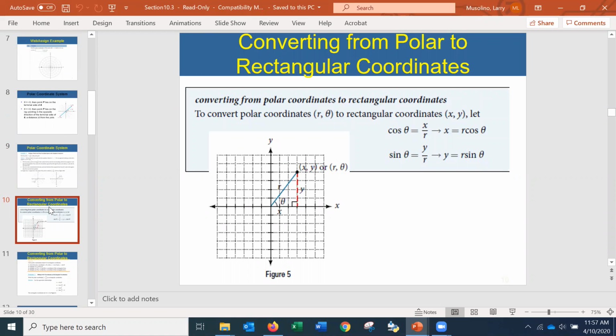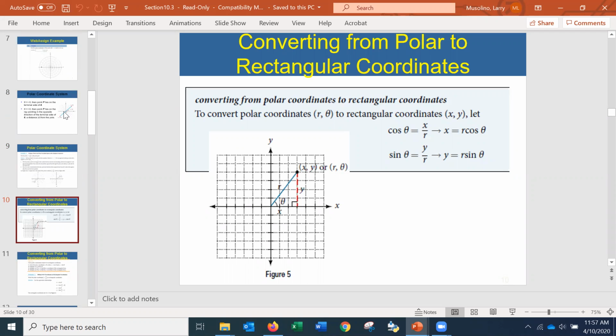All right, folks, let me mention one last item to wrap up for today. We'd like to know how to convert back and forth from polar to rectangular or rectangular to polar. Those are the formulas you have to use.